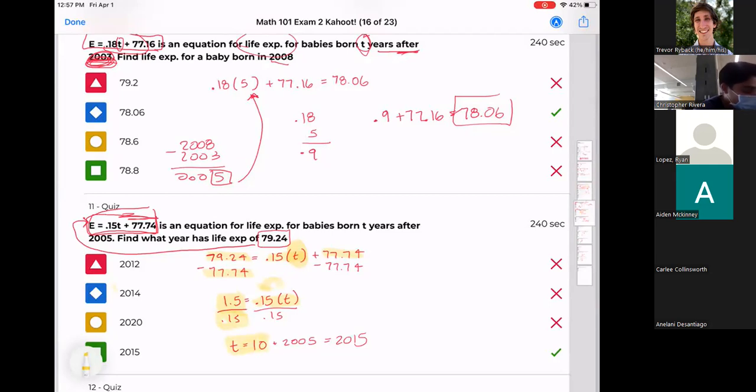And I know it seems like we're done because we solved for t, but we also have to account for the fact that it's after 2005. We still have to account for that. So I'm going to do 10 plus 2005, and that's going to give us 2015. Did anyone have any questions on that problem?